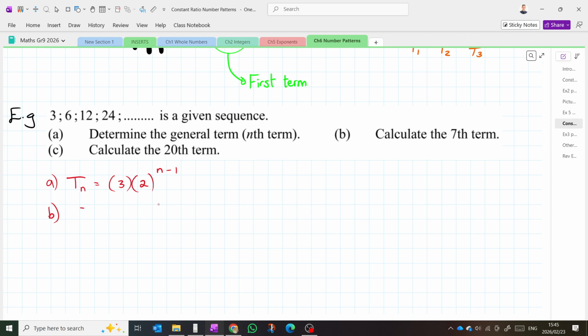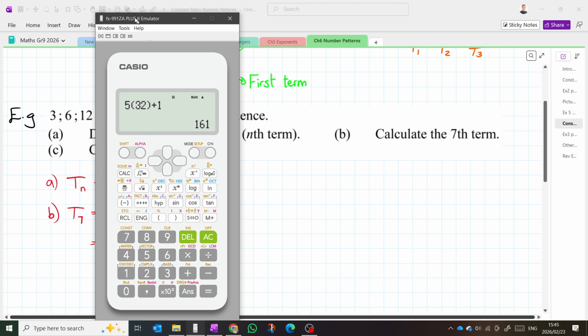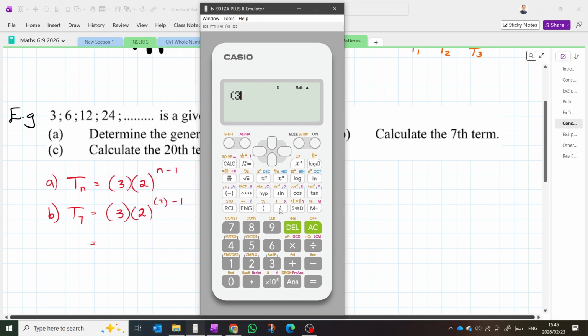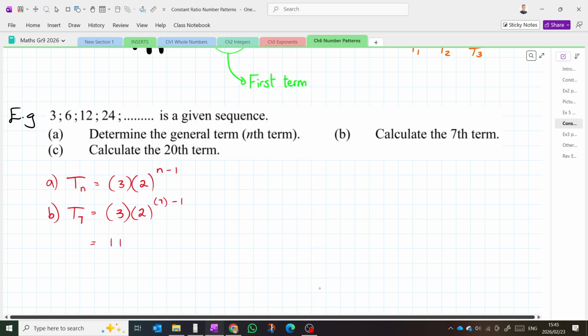For question B, we just want to know what the 7th term is. So I'm going to leave everything as it is, except I'm going to put a 7 in the place of n. And we can type that entire thing on the calculator. Please make sure to use your brackets properly, and make sure that your minus 1 is still in your exponent. And that's going to be 192. So that means if I continued with this number pattern and I multiplied by 2 consistently, I'm going to end up by the 7th term, it would be 192.